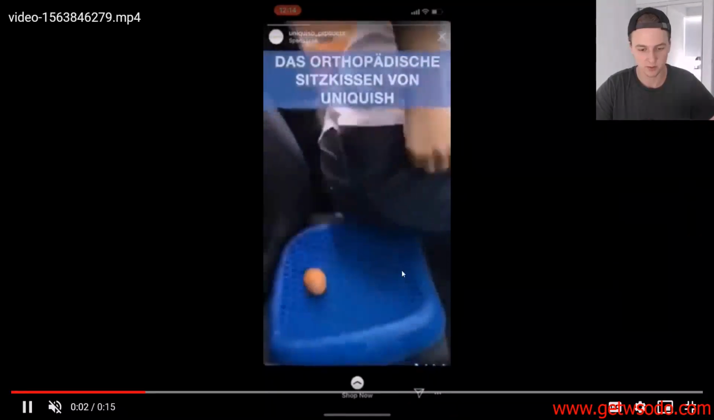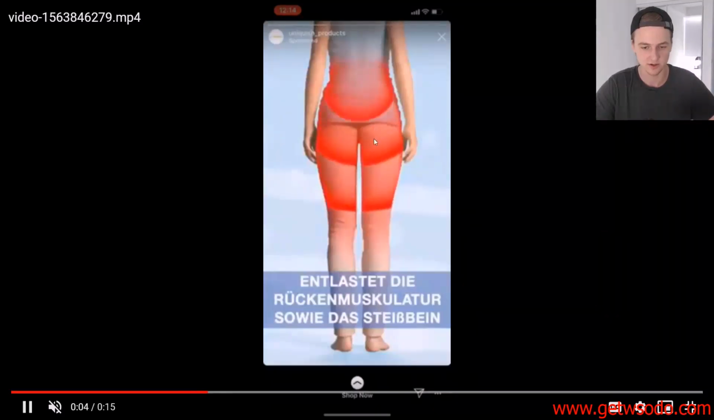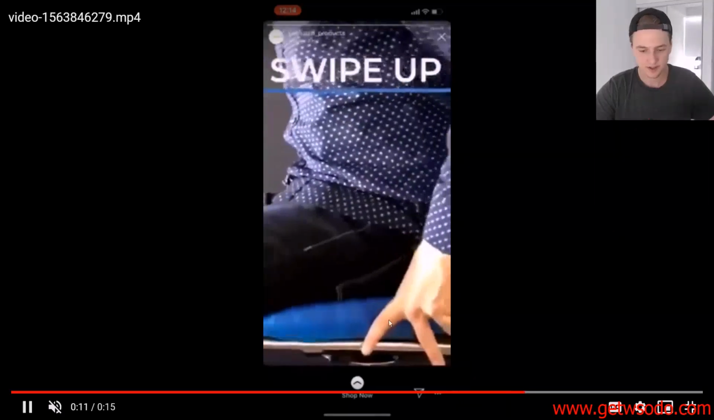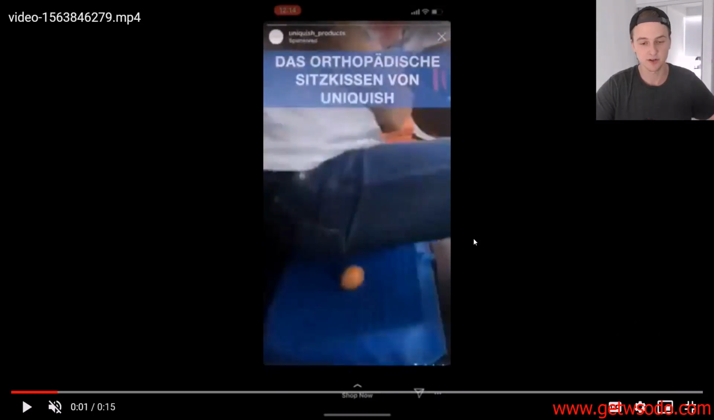It explains the product really quickly, right? It shows someone sitting on the egg without breaking it. Like I said, that's the most common angle for this product. Now it shows the zones of pressure, which kind of highlights the problem. It shows how flexible the cushion is. And then there's just a swipe up call to action, right? So it's a very simple ad, but I'm sure that it did really well, especially because it's an untapped market as well. There's probably less competition for this product in Germany. Maybe now that's not the case anymore, maybe there's a lot of people selling it there. I don't know.